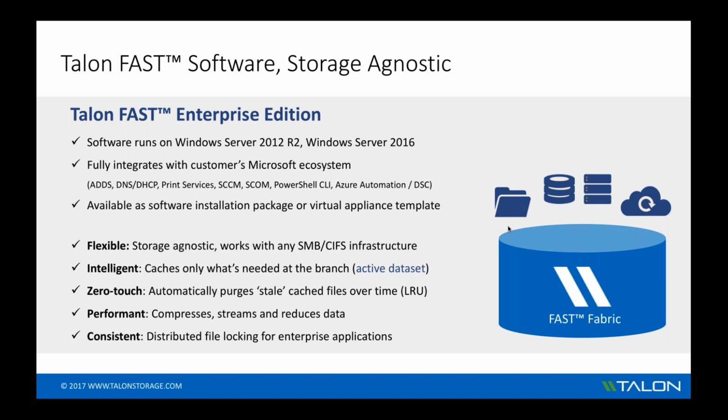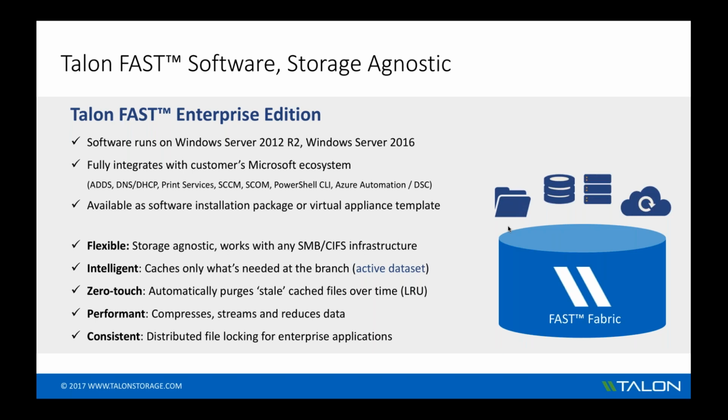Because we're eliminating the challenges of the SMB/CIFS protocol over the wide area network, we are ensuring a high-performance environment. We are compressing the data between what we call the edge at the branch office and the core at the data center, and we're streaming and drastically reducing the amount of data that crosses the wide area network. I'll talk a little bit more about that shortly.